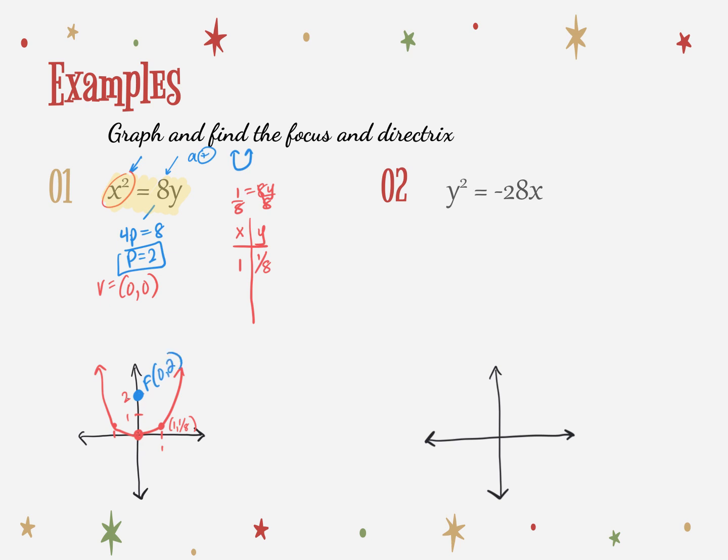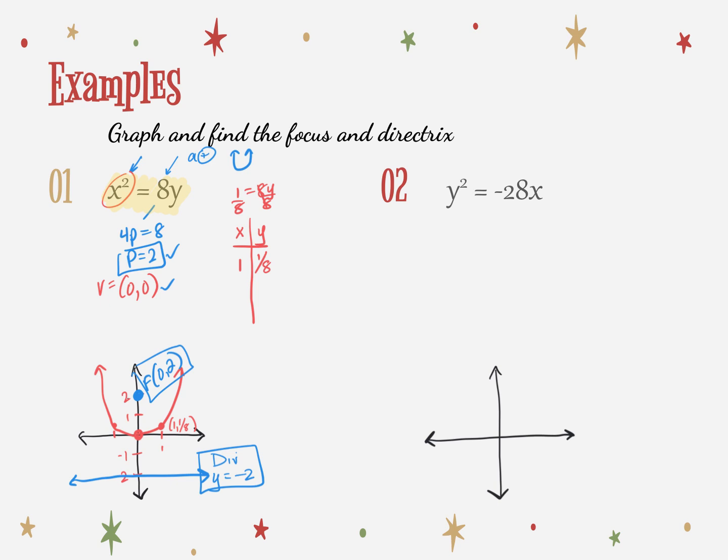And I know my directrix is going to be 2 units down. So my directrix is going to be this line that goes through negative 2. So that's my directrix. And there's my focus, here's my p-value and my vertex, and there's my graph. So that's how we're going to go about doing this.